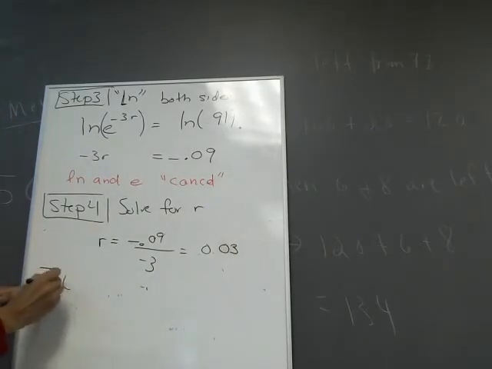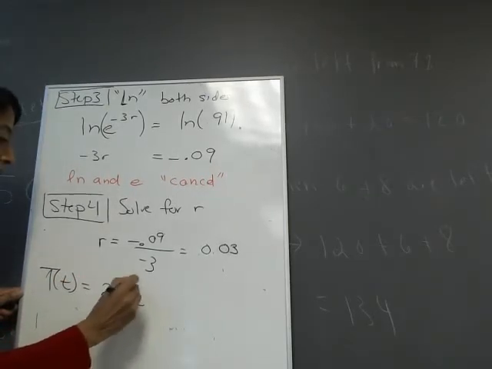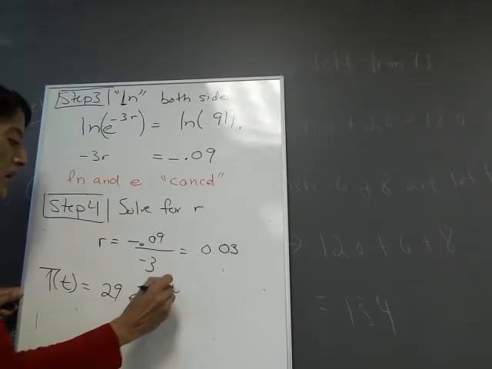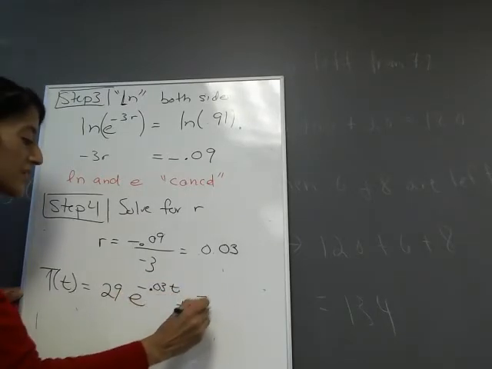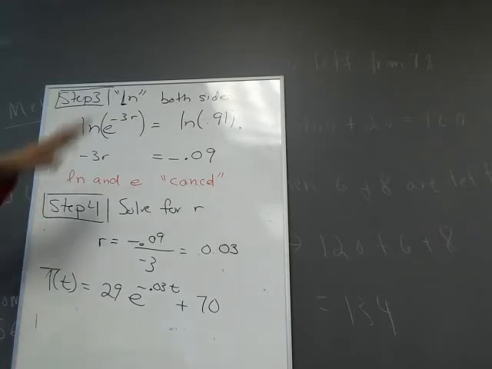T of t, the temperature every hour after death, is given by 29 e to the minus 0.03 t plus 70 degrees, or whatever room temperature. Well, that makes a difference, right? I used it to find the other number, so I'm using 70 degrees. If it was 75, all these other numbers would change. And you can program that to be automatic.